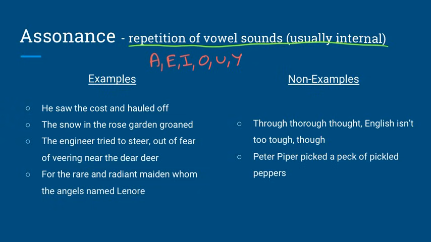Something interesting to note with this definition here, we said that it's usually internal. This sound is going to be something that usually ends up internalized within the words. So to compare with alliteration, where it must be the initial sound, assonance is generally, most of the time, going to appear in the middle of these words rather than at the front or at the end, but it doesn't always have to be that way.